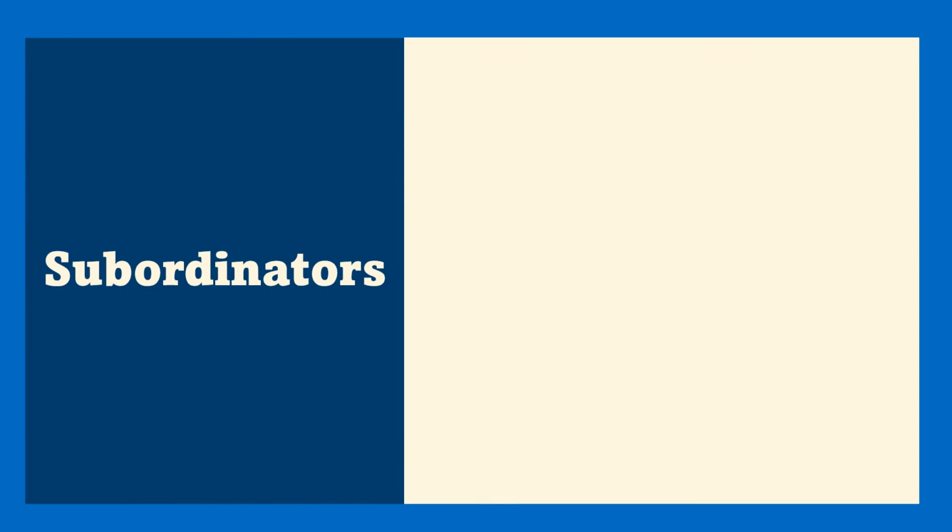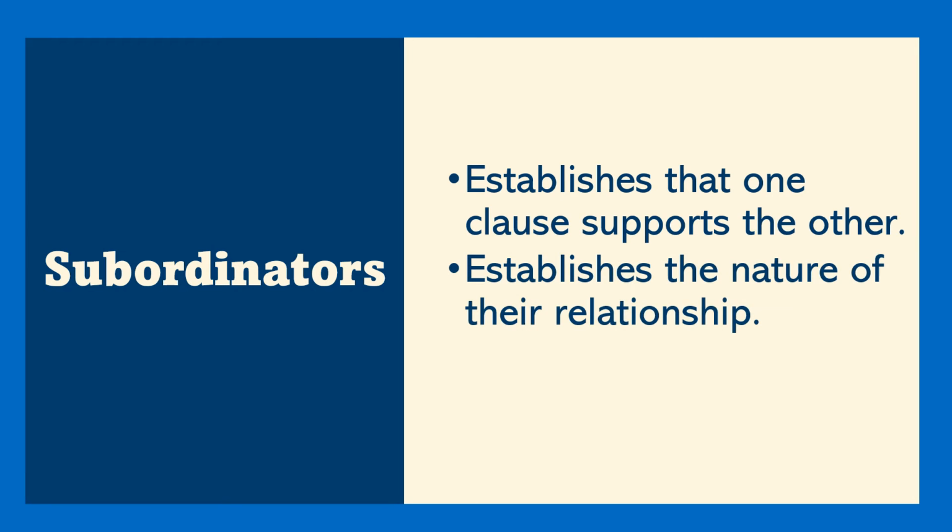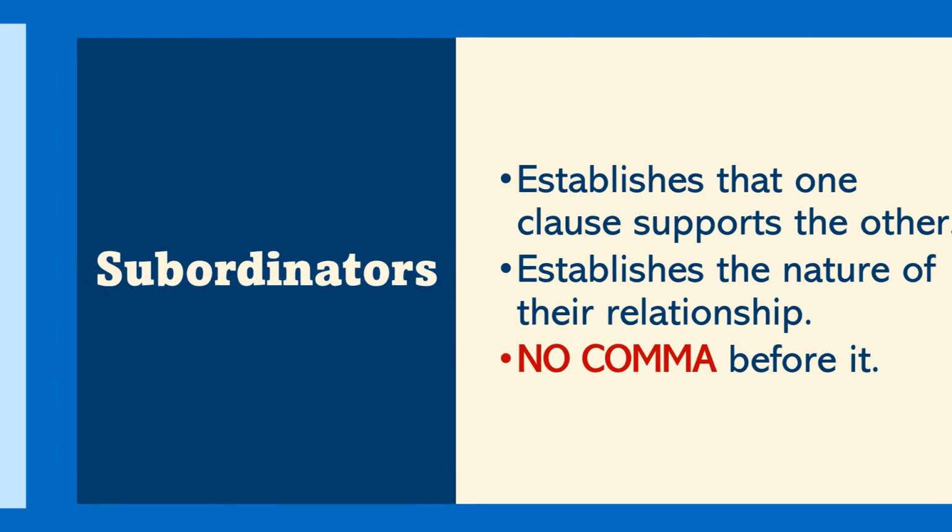Subordinators, in contrast, establish that one clause supports another. There's still two clauses here, but the subordinate clause does not have an equal value in this context, a distinction between the coordinating conjunction. It establishes the nature of the relationship as well, much as the conjunctions do, but because it's subordinate, if it comes at the end of the sentence, there's no comma before it.